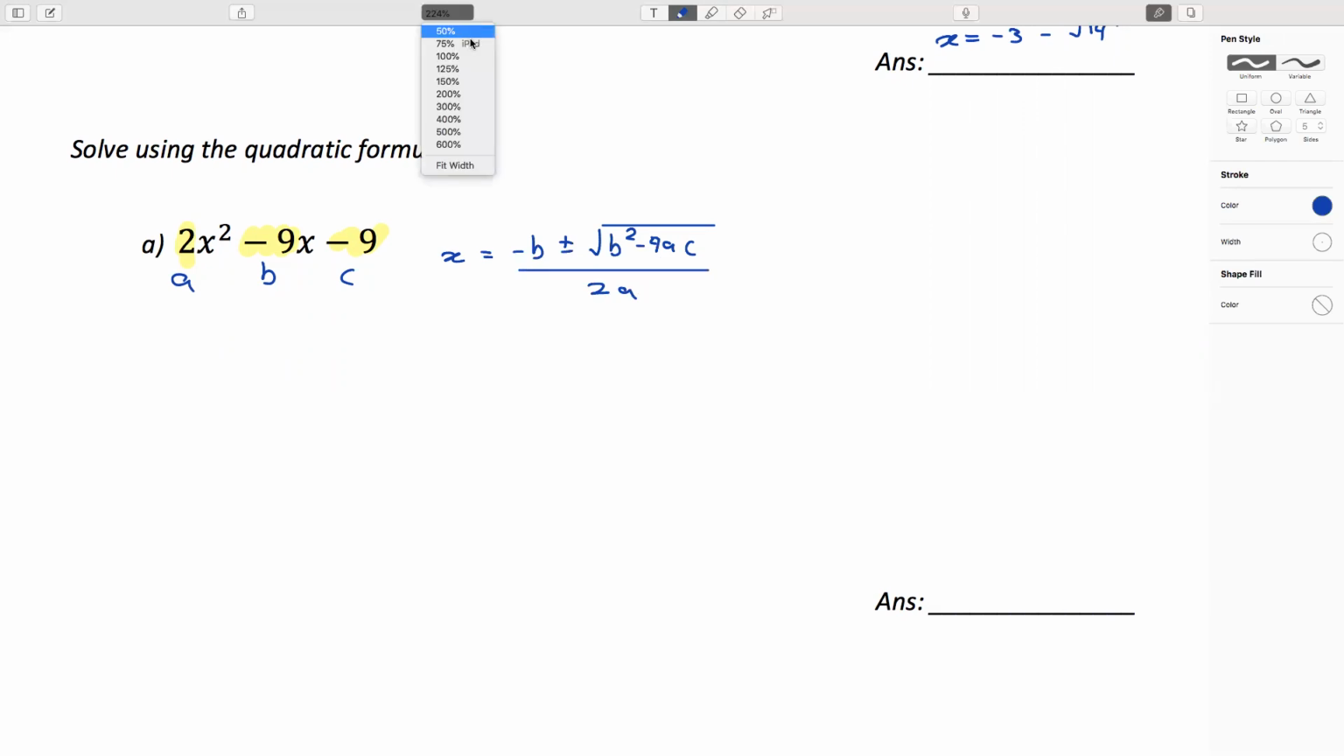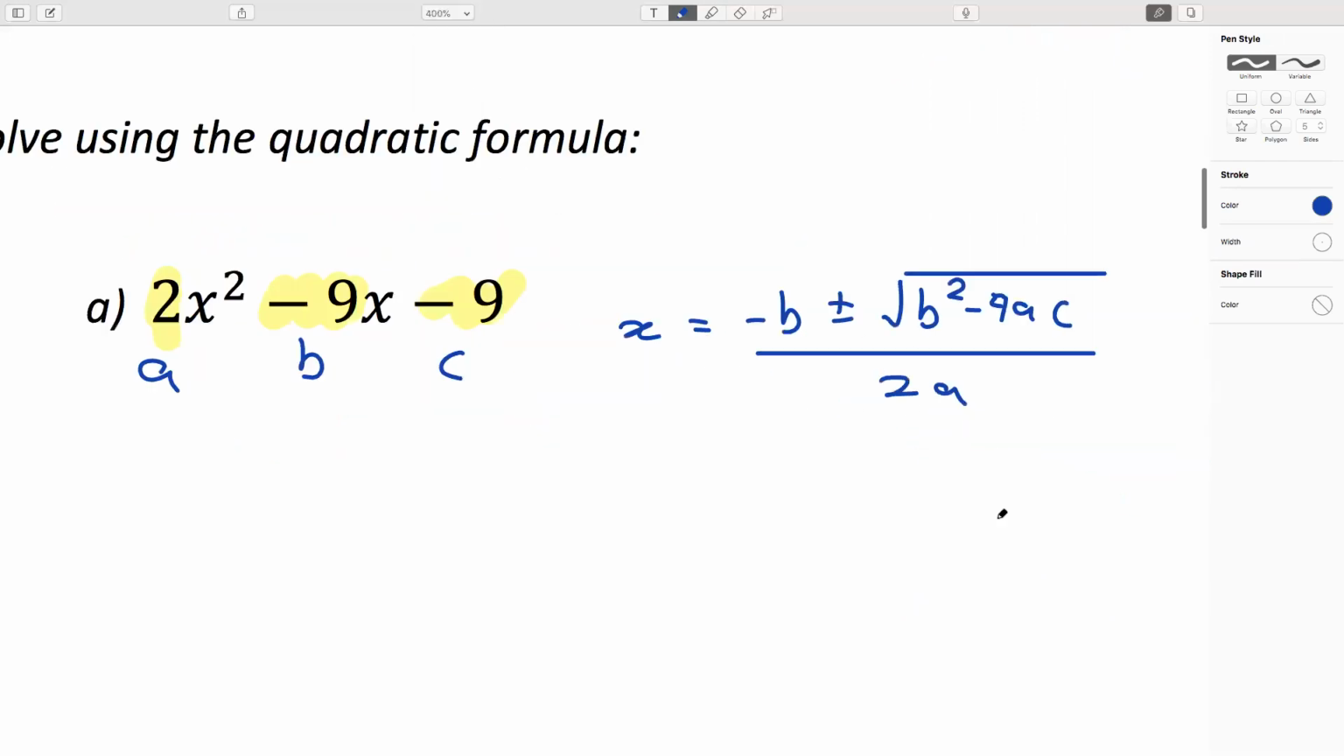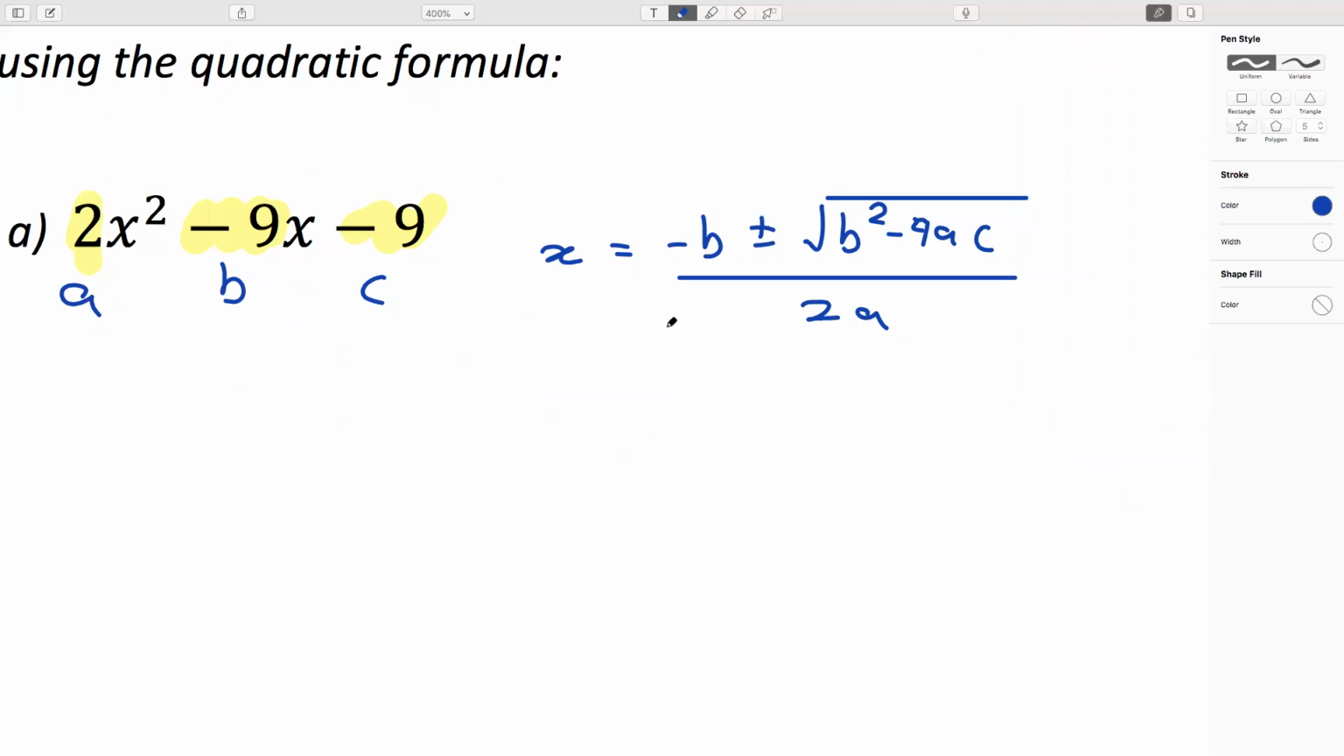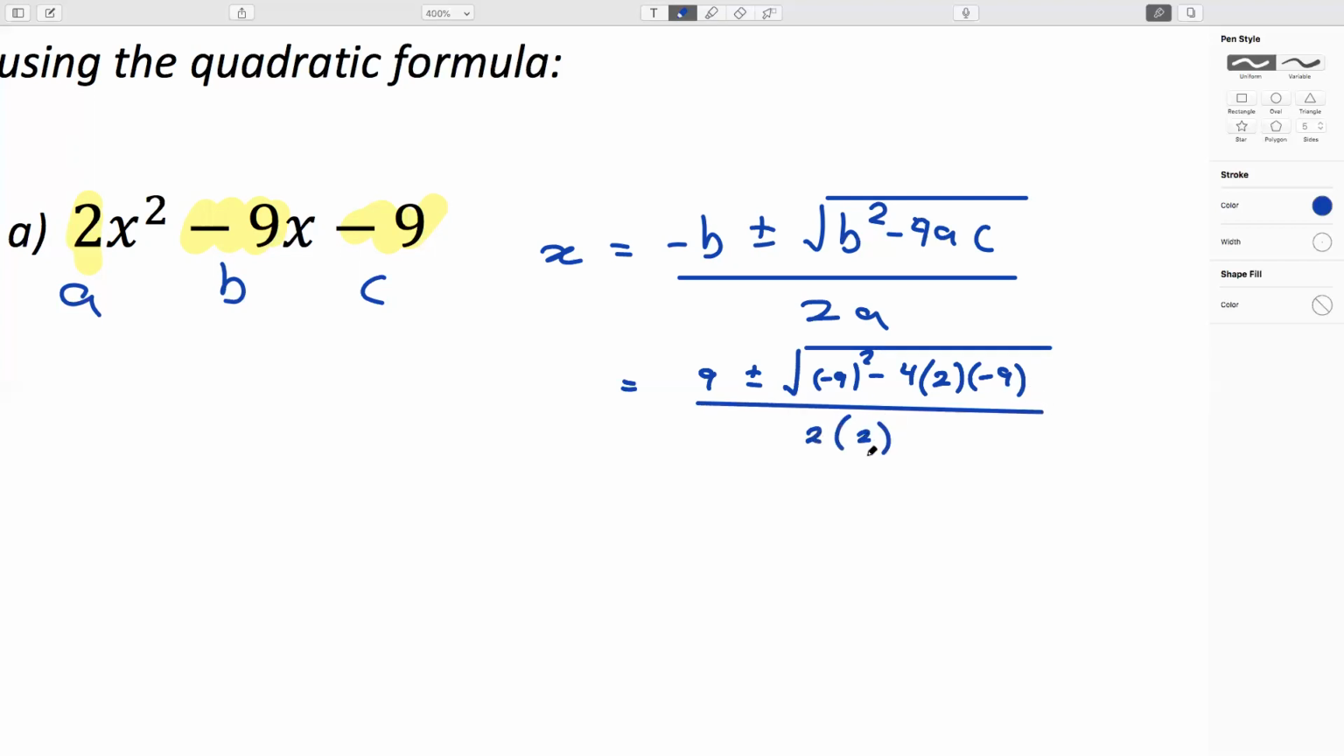We then can go ahead and plug in our actual numbers. So negative b is going to be positive 9, plus or minus the square root. b squared is going to be negative 9 squared minus 4 times a, which is 2, times c, which is negative 9. We're then going to divide all of this by 2a, which is going to be 2 times 2.